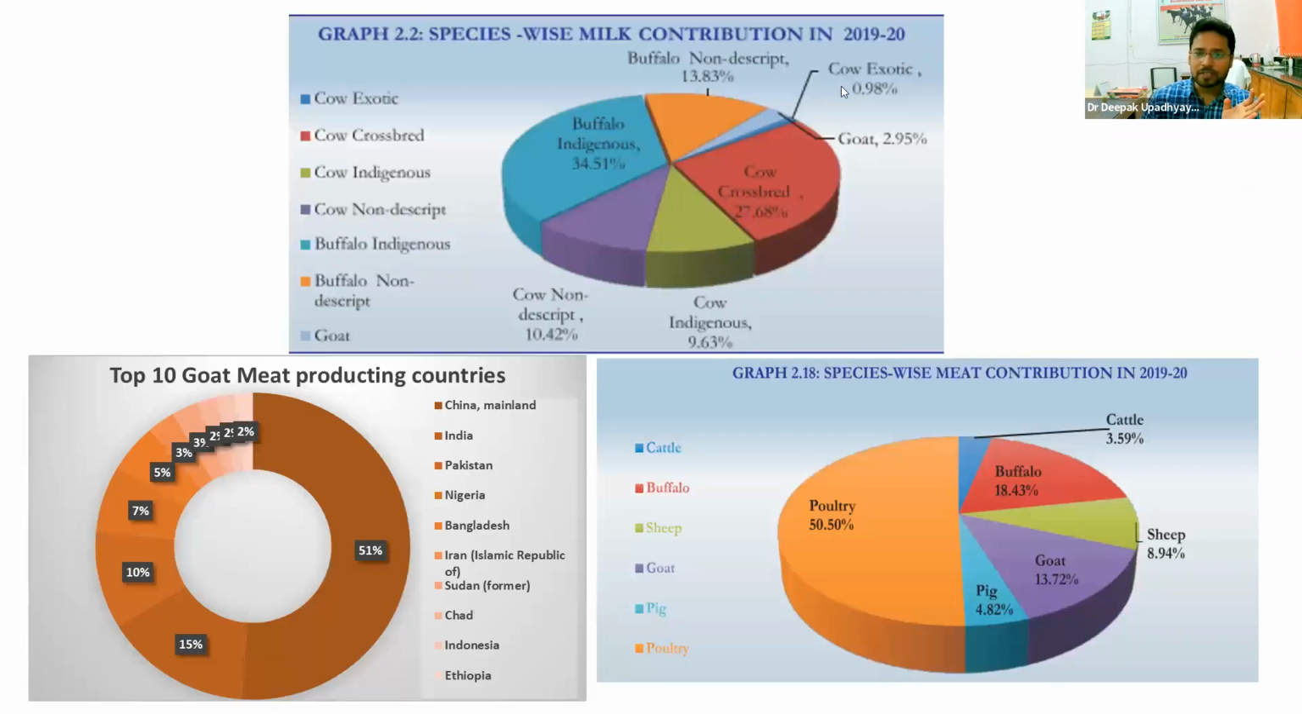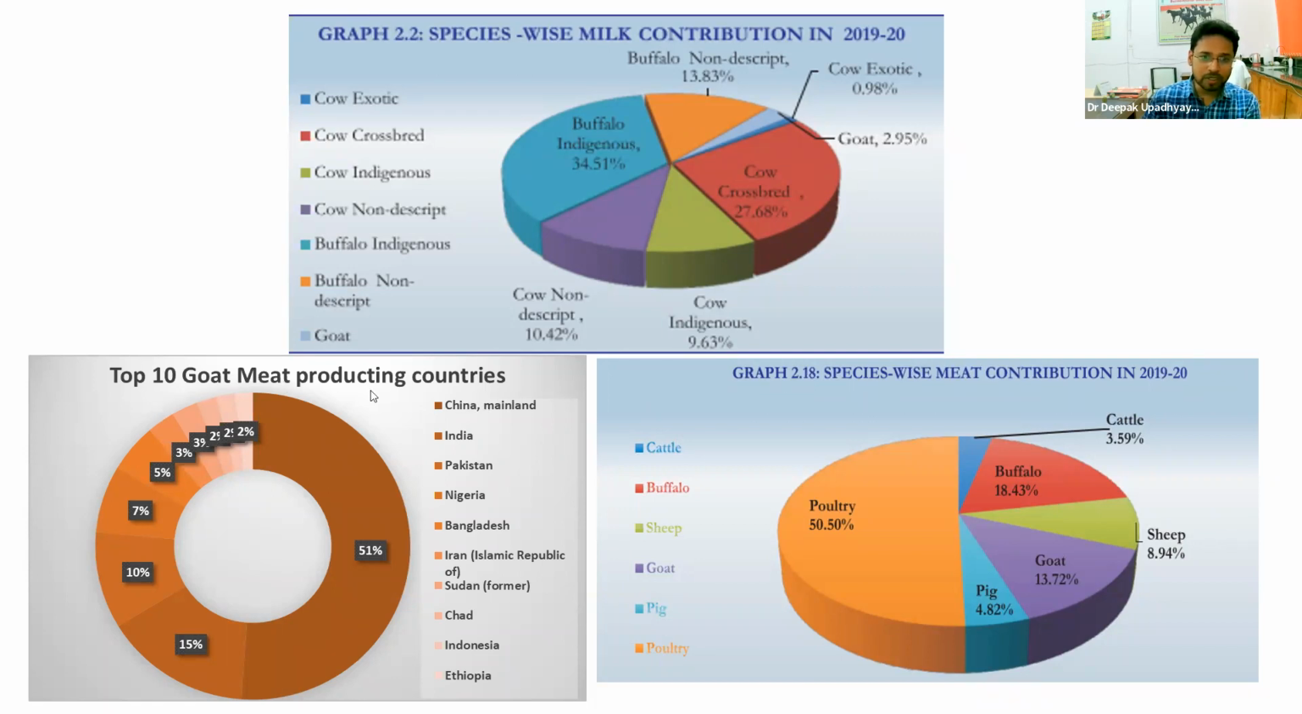Here in this graph, we can see that 2.9% of the total milk production in our country, around 3% milk, is coming from goat. But that is not being sold as goat milk in our country. That is either consumed at its origin or mixed with buffalo or cow milk as an adulteration. So that is the scenario.